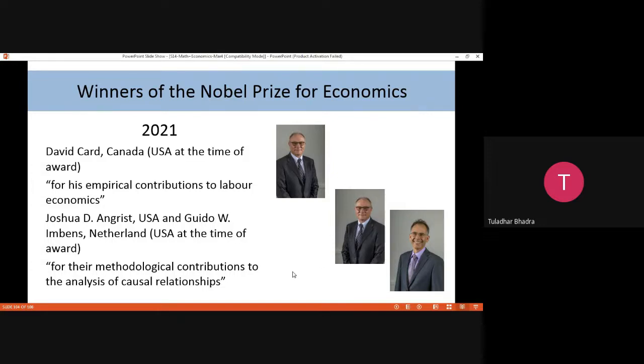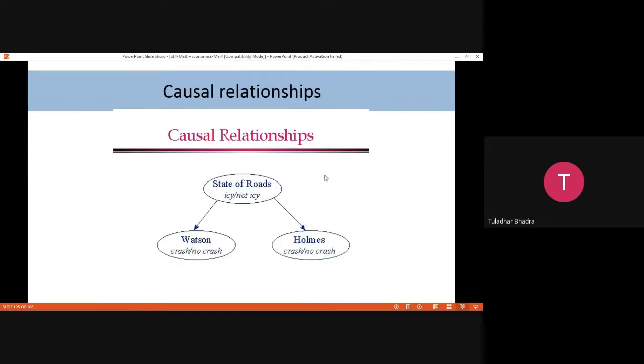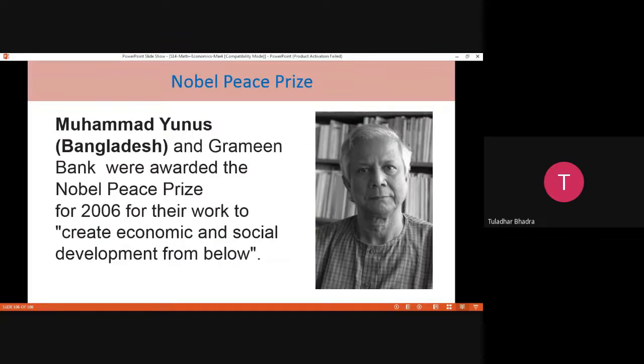But leaving economics, I have to show one photo of another person, a Nobel Peace Prize winner. He's a very prominent person, that's why I thought it would be very nice to show this photo: Nobel Peace Prize, Muhammad Yunus, Bangladesh. And he is the founder of Grameen Bank in Bangladesh.